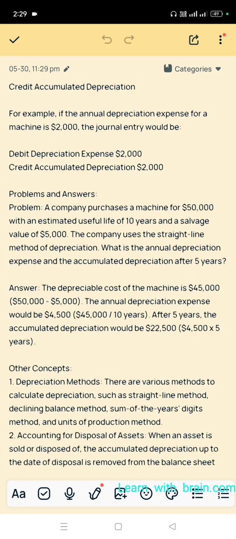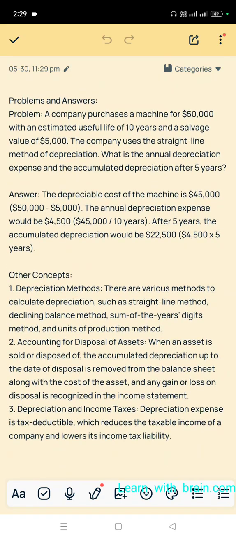Now we go for one problem. Problem 1. A company purchased a machine for 50,000 with an estimated useful life of 10 years and a salvage value of 5,000. The company uses the straight line method of depreciation. What is the annual depreciation expense and the accumulated depreciation after 5 years? So this is the problem. Now we go for the answer.